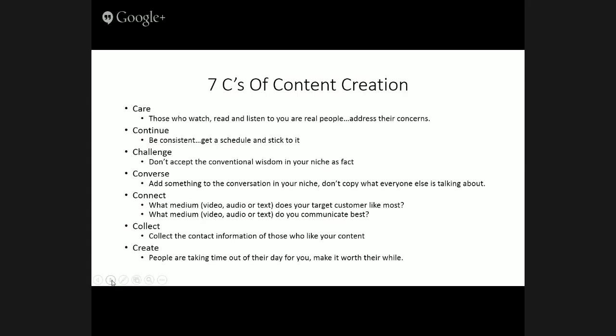And create. Okay, and here's what we're saying by that. Take your time and put something together that's worthwhile. People are taking their time out of the day to read something that you did or listen to something that you put together. So be creative, right? Think through something. Don't just get PLR and read it, right? Put something into it that's going to matter.